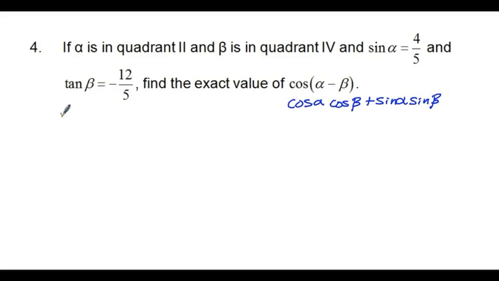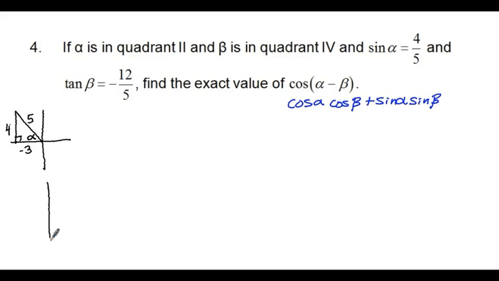So what I always do with every single one of these is I draw a little picture first. It says alpha is in quadrant 2, so I know alpha is going to come up here. So this is alpha. And it says sine of alpha, which is opposite over hypotenuse, is 4 over 5. Again, use the Pythagorean theorem or your Pythagorean triples, and you know that this side will be 3, and it's going backwards, so it's a negative.